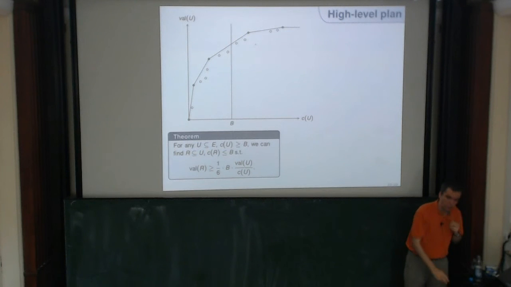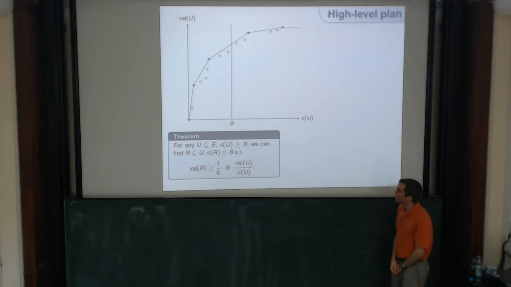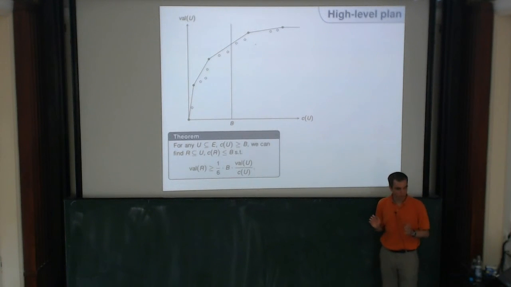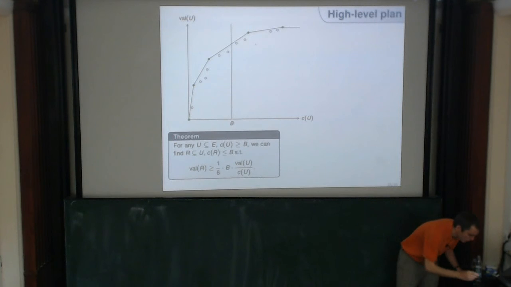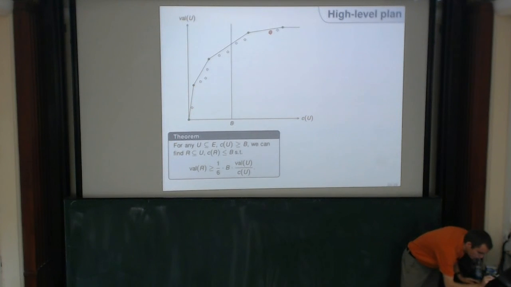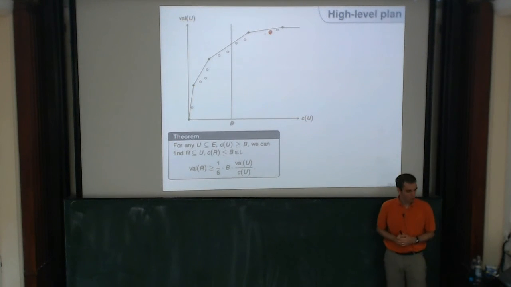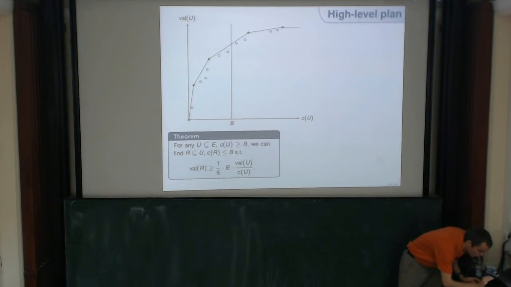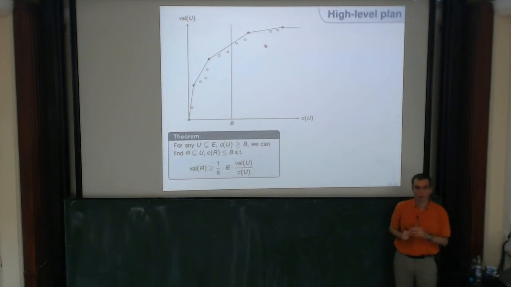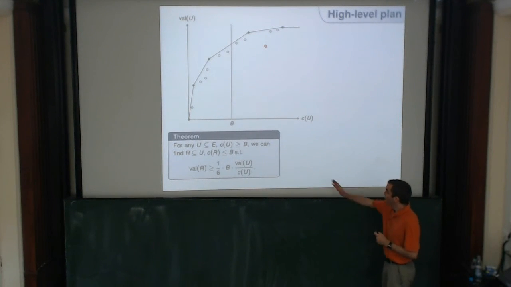And so now, to finish, I will just tell you the high-level plan. The main technical theorem is the following. It tells you that if you give me any set of edges to remove, so let's just look at one of those sets, let's say this corresponds to some edge set to remove, not necessarily on the Pareto front, any set, let's take one, that is above budget, so it's more expensive than the budget, then you can find a set.